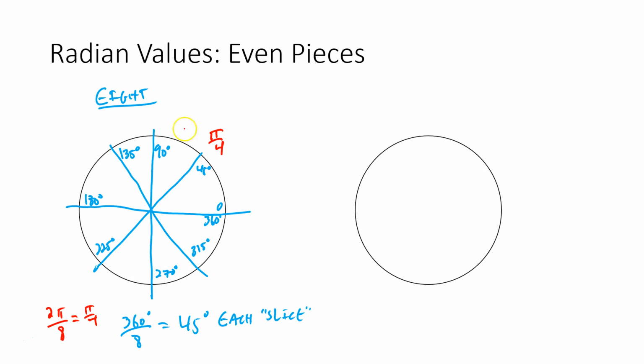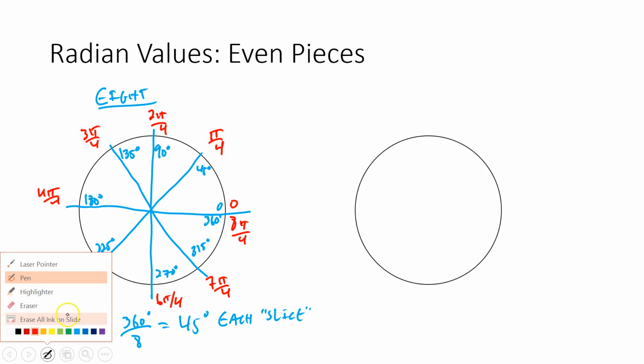The next one would be 2 pi over 4, and I'm going to simplify it all at the end. So this is 0 pi over 4, pi over 4, 2 pi over 4, 3 pi over 4, 4 pi over 4, 5 pi over 4, 6 pi over 4, 7 pi over 4, and then all the way around is 8 pi over 4. Now, we can simplify all those.